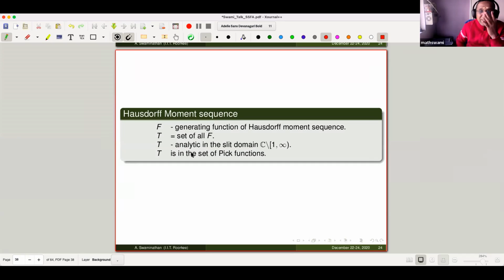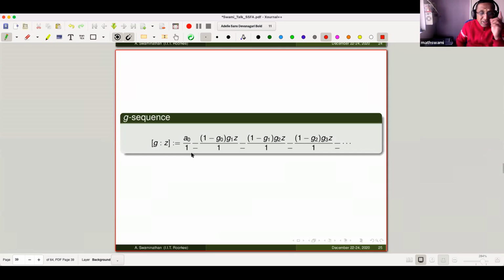So to find whether a function is in the class of Pick functions or not, we take the function, and if we are able to relate it with the Hausdorff moments, that is, if the coefficients of the series expansion are Hausdorff moments, then it should be in the class of Pick functions. Or much more information is required, which we will speak about.